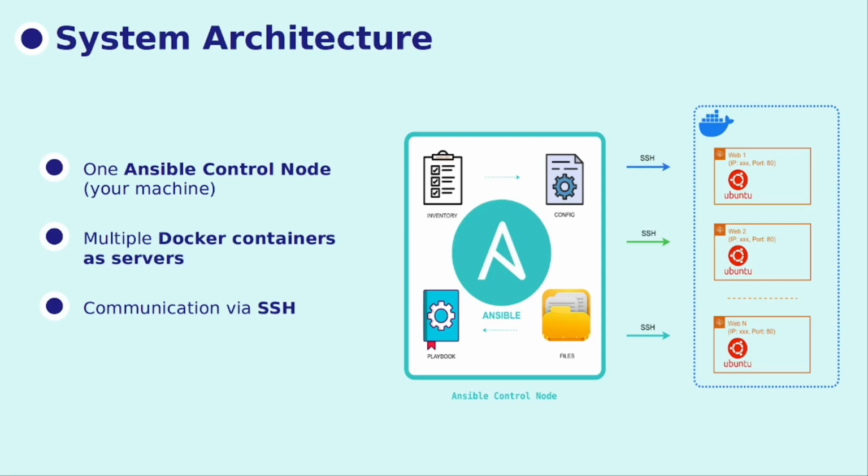Instead of using real cloud servers, we use Docker containers to simulate them. This approach is lightweight, fast, and great for learning. Each container behaves like a real Linux server. It has SSH access, it runs services like Nginx, and it can be configured remotely. So conceptually, this is very close to a real production setup.